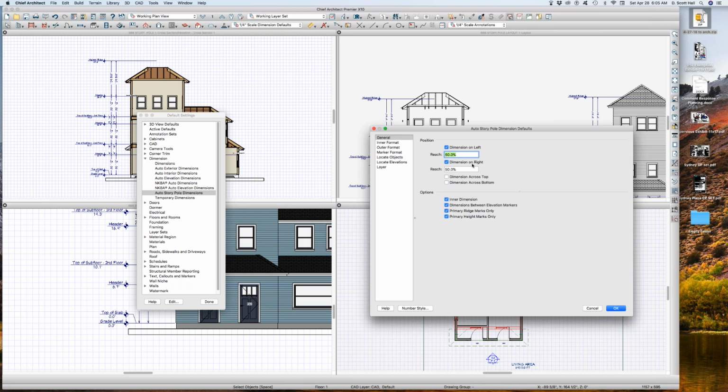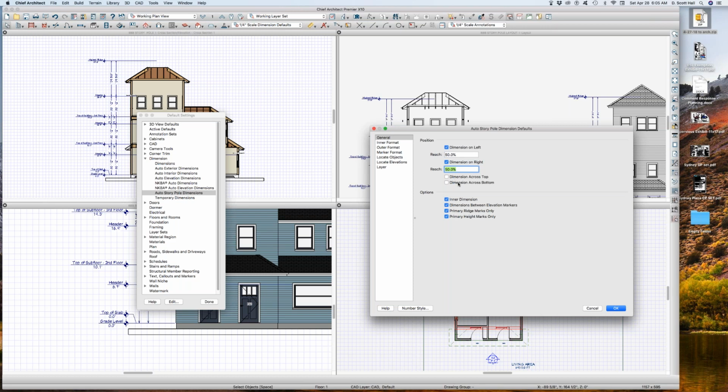And by the way, this 50% reach and 50% reach, that means the dimensions on the left are going to go 50% across the building, and the ones on the right are going to go 50%. So they're going to just touch. If they were 40 and 40, then they would only dimension things that were 40% in. And so there'd be a missing 10% in the middle of the house that didn't get dimensioned, like a ridge or something if it was in the middle. That's what that's all about.